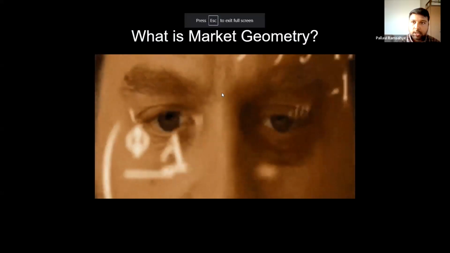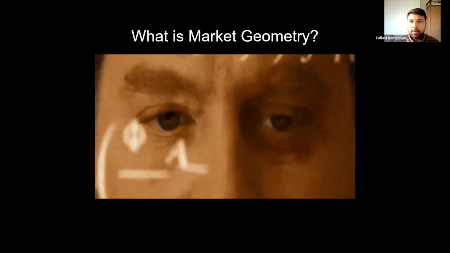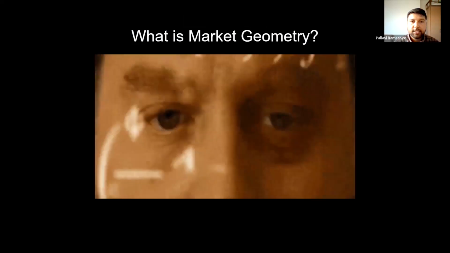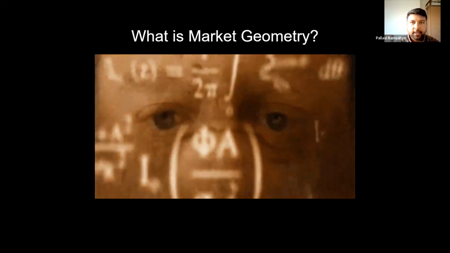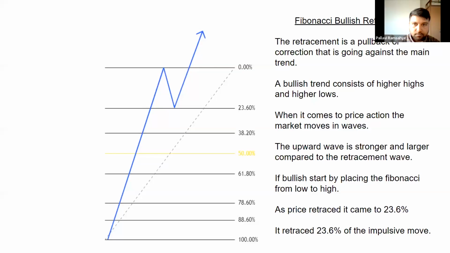So because the Fibonacci retracement tool is used primarily in market geometry, okay? Market geometry refers to a trading style that uses geometric patterns to find an ideal setup. So it's very simple. With regards to the Fibonacci retracement tool, we can use this to find certain patterns. We can use it to find certain points where price is going to react, okay?